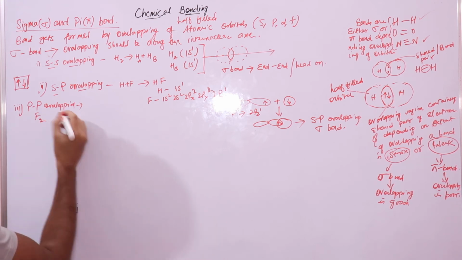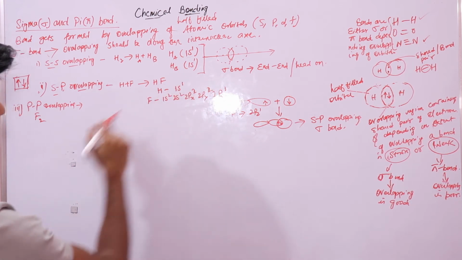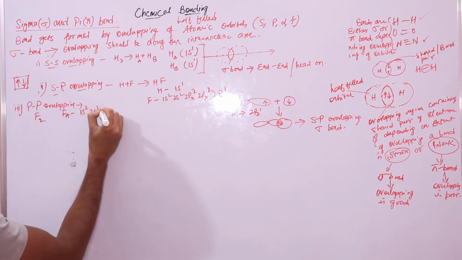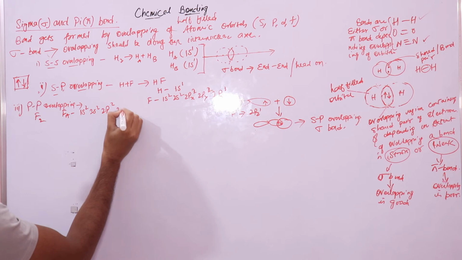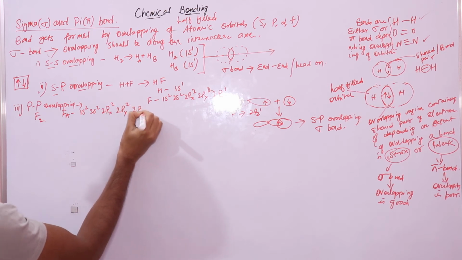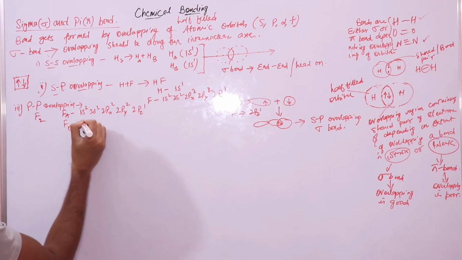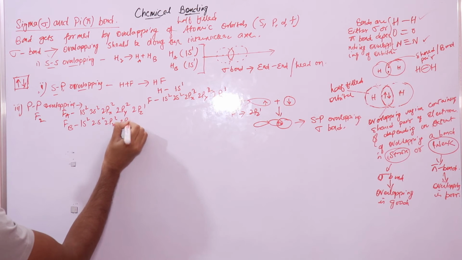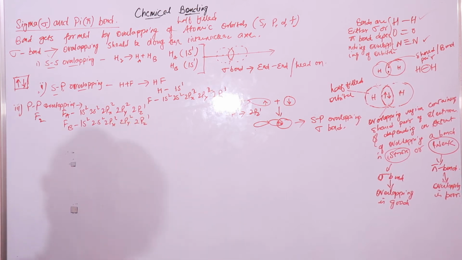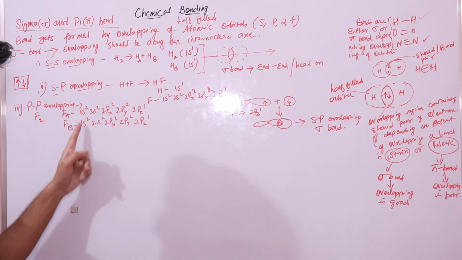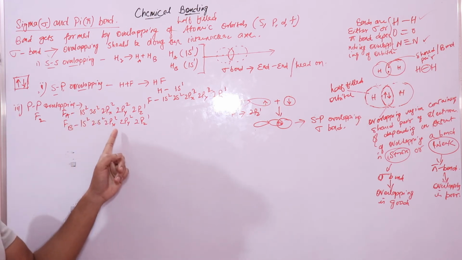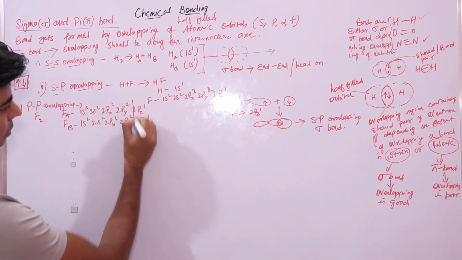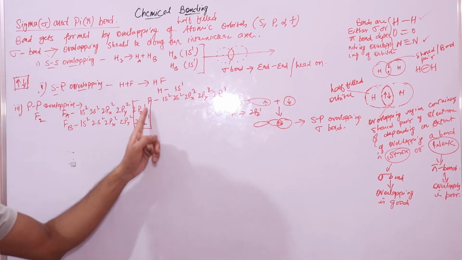So the electronic configuration for fluorine is this. Fa is 1s2, 2s2, 2px2, 2py2, 2pz1. Fb is 1s2, 2s2, 2px2, 2py2, 2pz1, right? So all these orbitals are doubly filled. These are not singly filled, they have 2 electrons. Only these two 2pz orbitals are half filled.